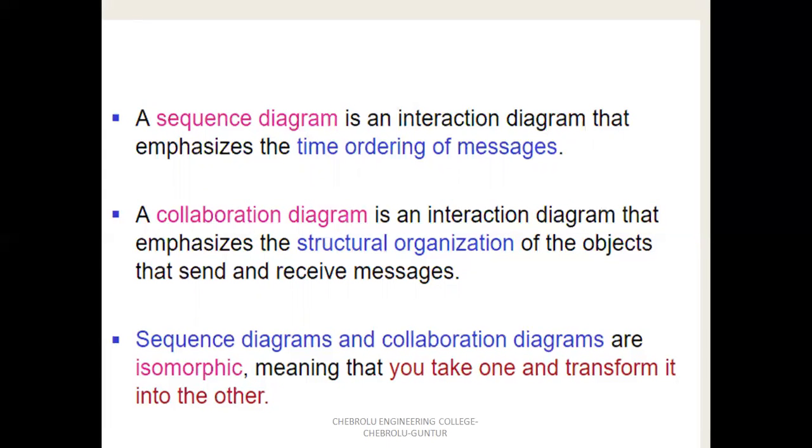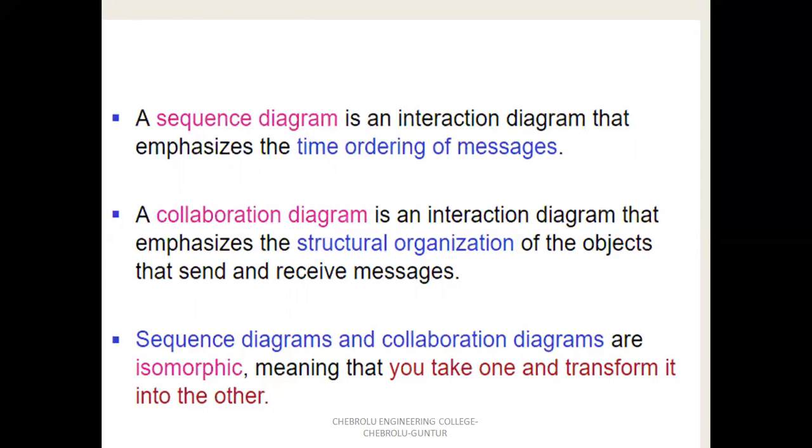The first one, sequence diagram. The sequence diagram is an interaction diagram that represents the time ordering of the messages. Next one, collaboration diagram. The collaboration diagram is an interaction diagram that represents the structural organization of the objects that send and receive messages, by sequence number. Sequence and collaboration diagrams are isomorphic, meaning you can transform one into the other. One diagram transformed into another diagram is called isomorphic.